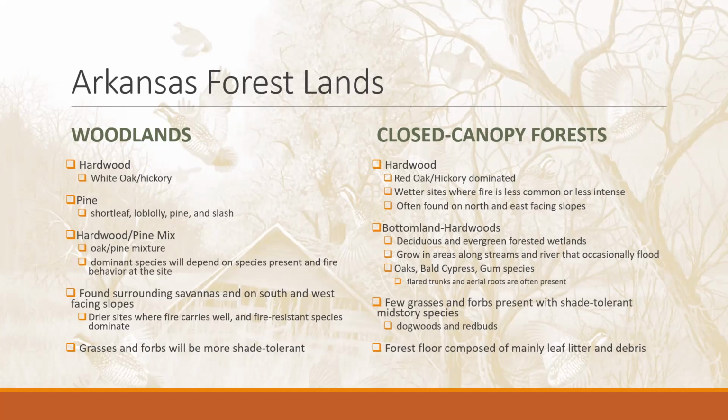They flood periodically throughout the year. They have species such as oaks, bald cypress, gums, and water tupelos, and these trees have characteristics of flared trunks and aerial roots, or some people call them cypress knees. In these areas, you're going to have few grasses and forbs present, and with a lot of shade-tolerant, mid-story species. You might have some rushes and sedges, which are kind of wetland grasses and forbs, maybe some buttonbush in there. And it's mostly leaf litter in these areas.